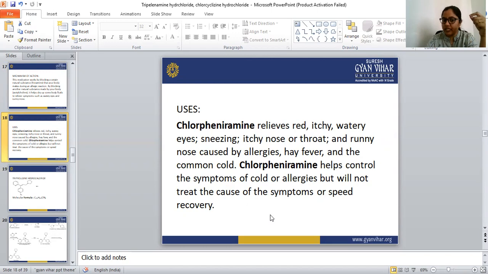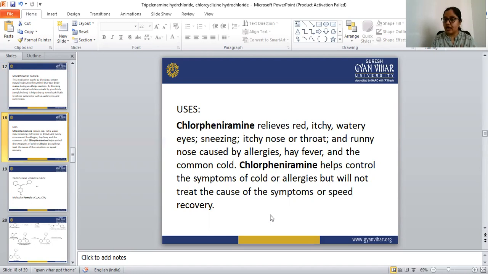What does this CPM do? It controls the symptoms of the cold and allergy. What are the symptoms of the cold and allergy? Runny nose, watery eyes, redness in the eyes, itchiness in the eyes. These are the symptoms of the cold and allergy. The CPM only controls the symptoms of our cold and allergy, but will not treat the cause of the symptoms.